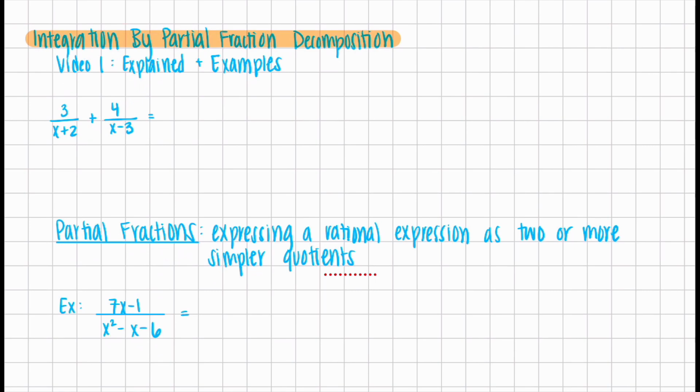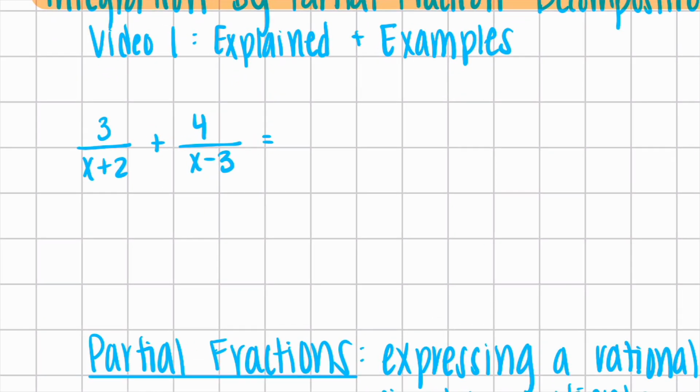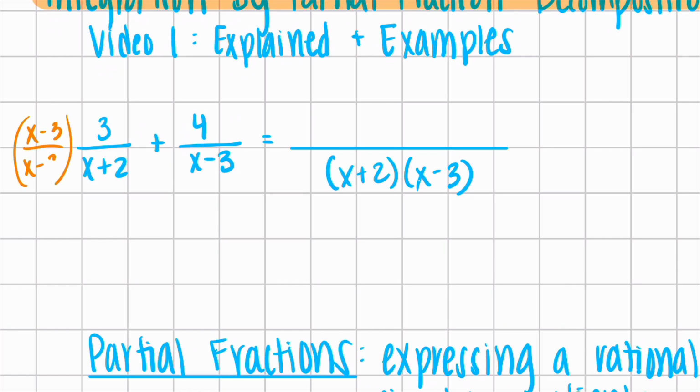So to start with the intro, let's say I want to add these two fractions. First thing we would need to do is find a common denominator. Now our common denominator is going to be these two factors multiplied together, so x plus 2 times x minus 3. So to get that common denominator, I would need to multiply the first fraction by x minus 3 over x minus 3, and the second fraction by x plus 2 over x plus 2.